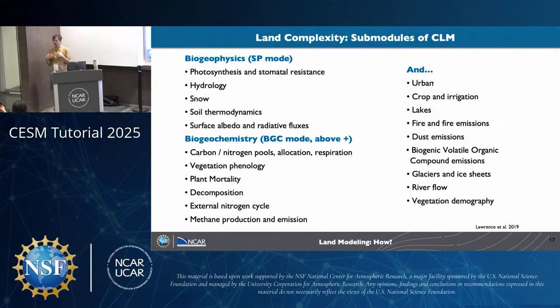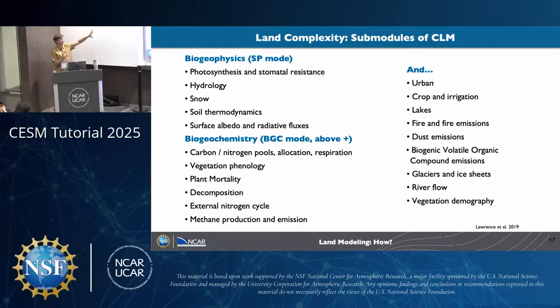And then if you want to turn on the biogeochemistry, there's a lot more science that has to happen then. The runs are more expensive. Again, this is what Adrianna is going to talk about. But when you turn on a BGC comp set, then you're going to start representing prognostically the vegetation, carbon and nitrogen pools. You'll start thinking about phenology in explicit ways. Also plant mortality, which is kind of very simple in CLM, decomposition, the nitrogen cycle, and methane.